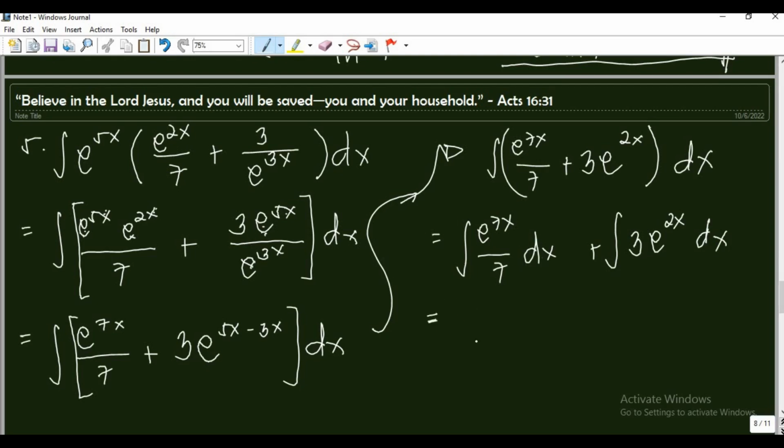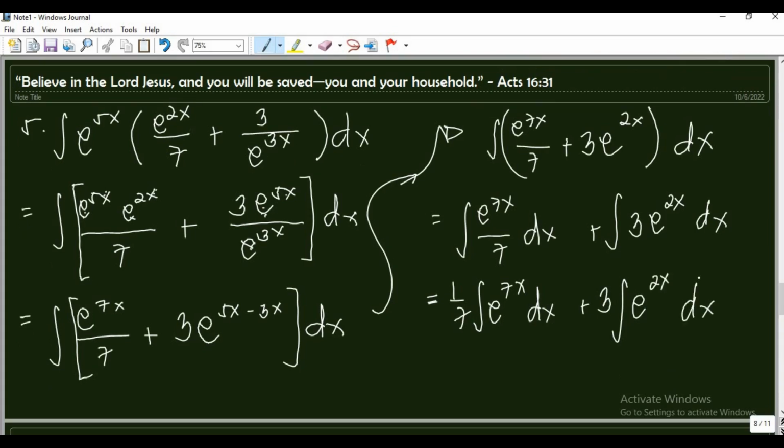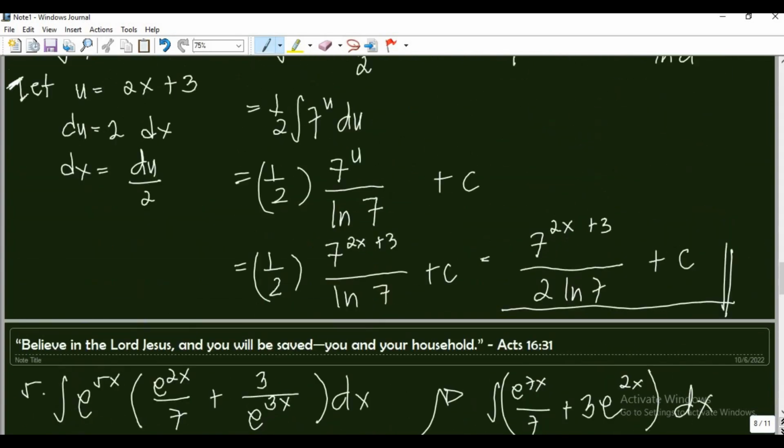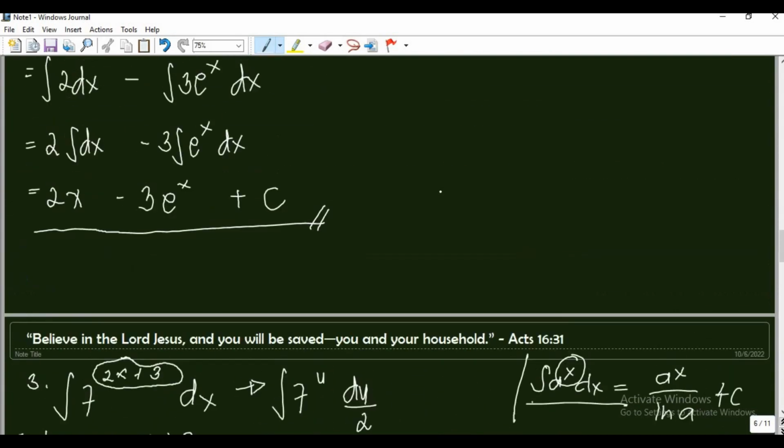Ilalabas ko ngayon yung aking constant na 1 over 7. Then, the integral of e raised to 7x dx plus, ilalabas ko ulit si 3, the integral of e raised to 2x dx. So, sisimplify ko na ngayon siya. Is equal now to 1 over 7 the integral of e raised to 7x dx. Parang yung example natin kanina, hanap tayo nung ginawa natin kanina sa previous examples.